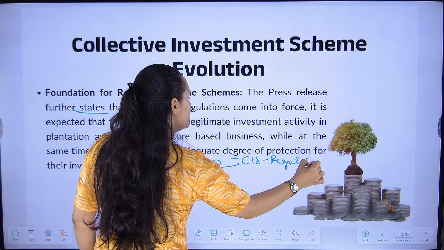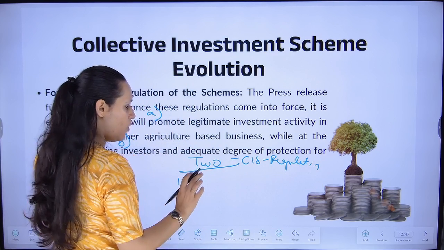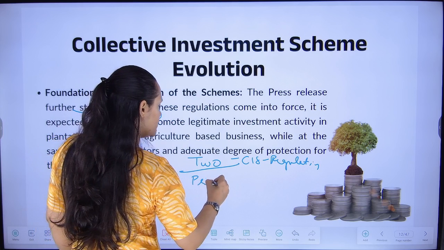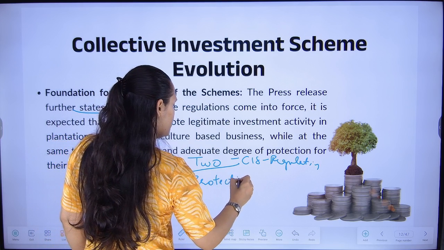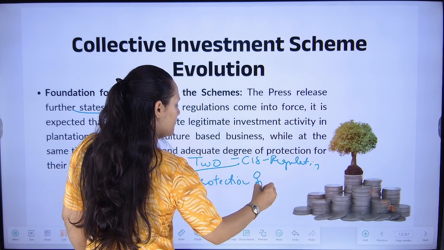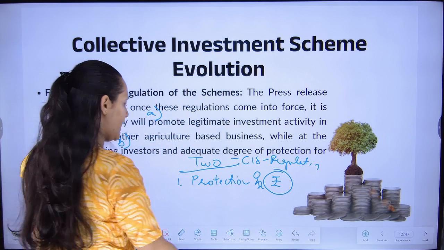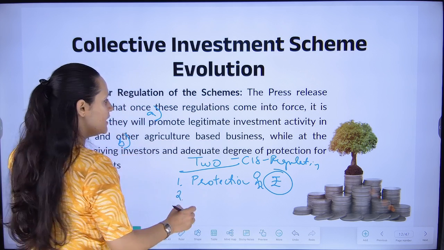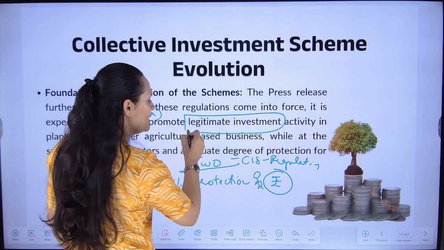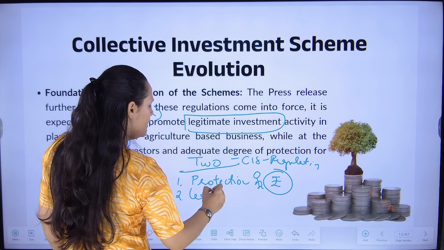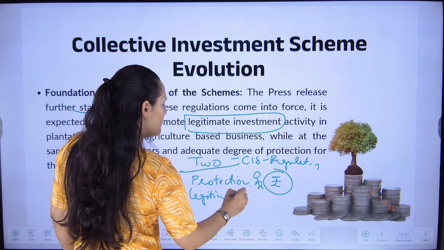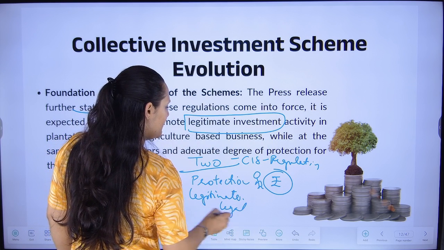What are the two objectives? First objective is that we want to give protection to the investors. Whatever money we are going to give, we have to protect the investment that is being made. And second objective is there should be legitimate investment. The objective for which we are going to make an investment should be legal, it should be legitimate.